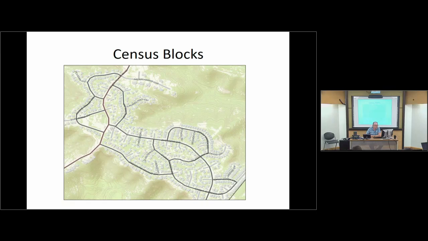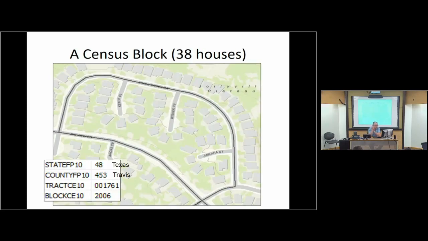You can see that there's a set of individual houses along a street, perhaps 20 or 30 houses. These blocks are set up so that there's some consistency in the number of houses within each block. And here's a more detailed example of a census block. State is 48, the county FIPS is 453, the tract is 01761, and the block is 2006. Why do you think they use blocks?